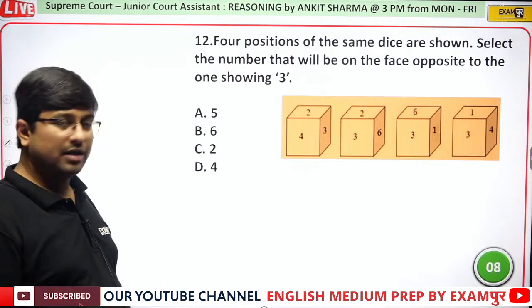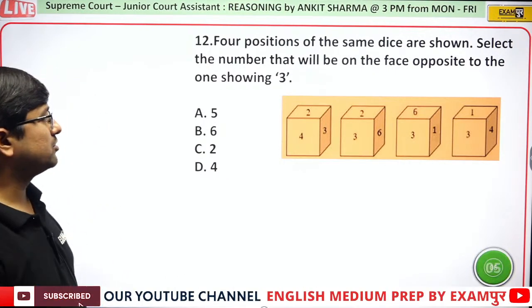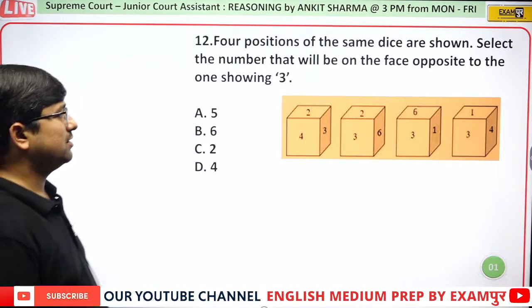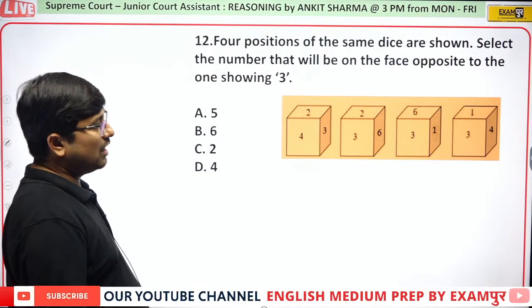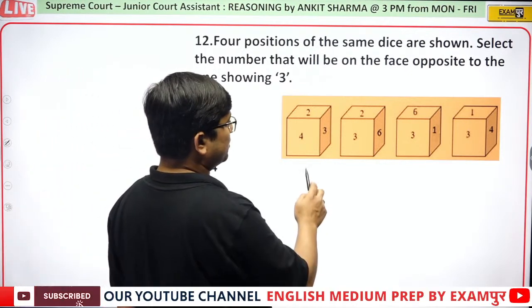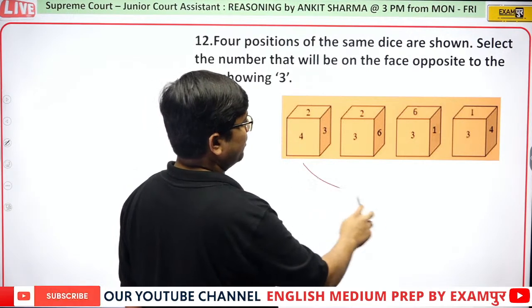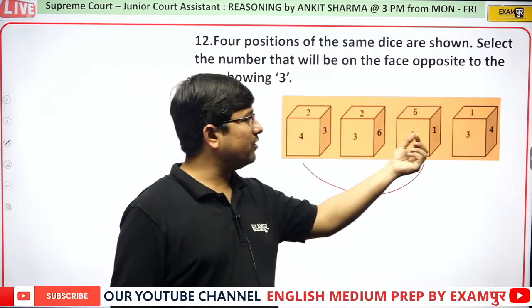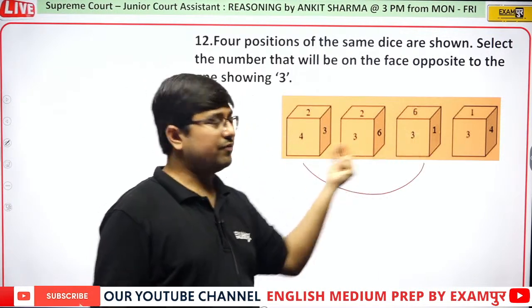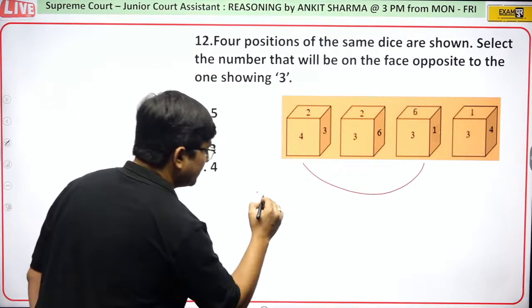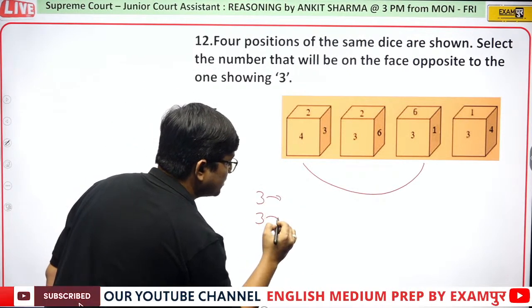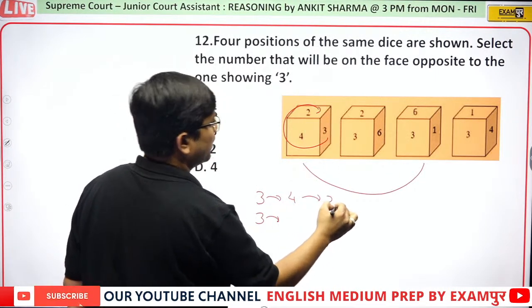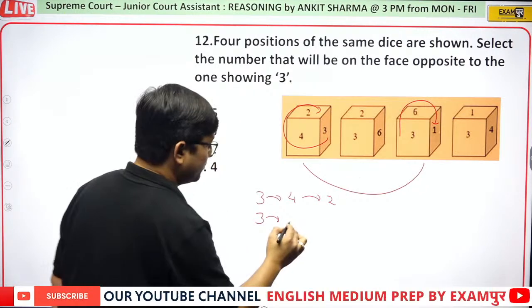Now, my dear students, please have a look at this. Opposite to 3. Now, if you want to find opposite to 3, there are various ways. Let us see. 2, 4, 3. See in this: 2, 3, 4, and only one face is common, that is 3. So now let us start with 3 and go in clockwise direction. From 3 to 4 and then to 2. And here from 3 to 6 and then to 1.